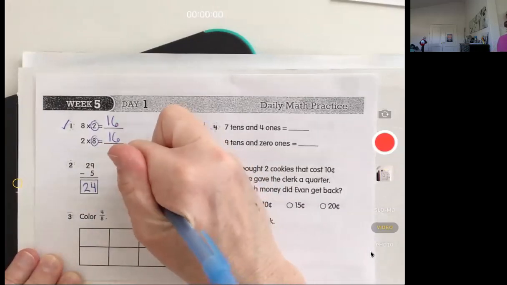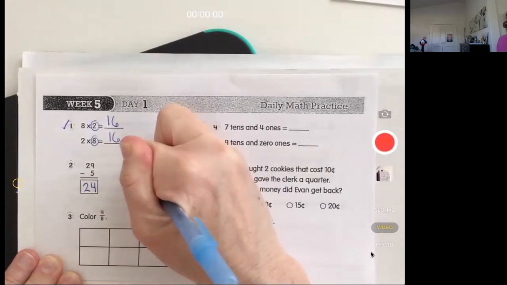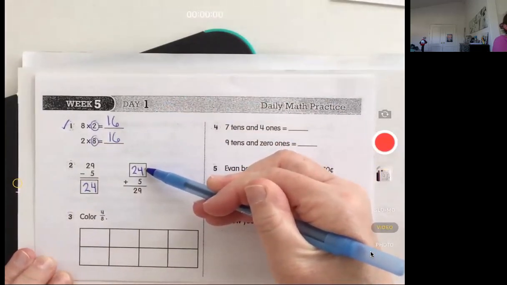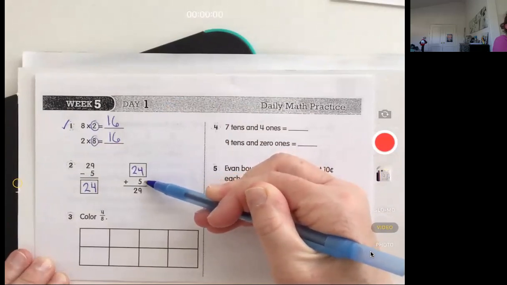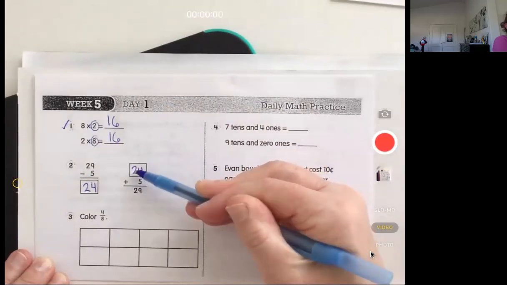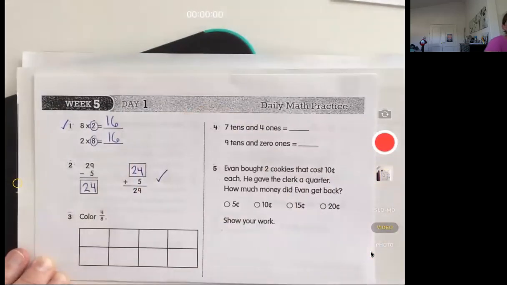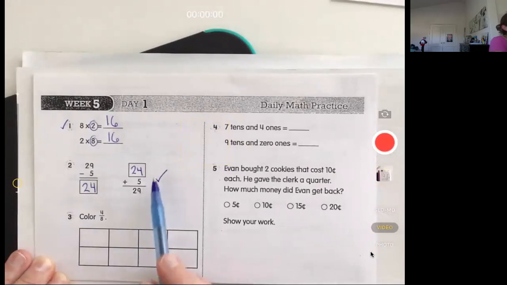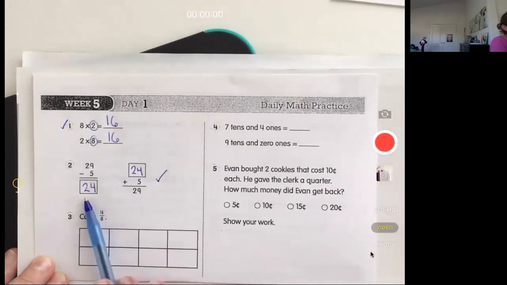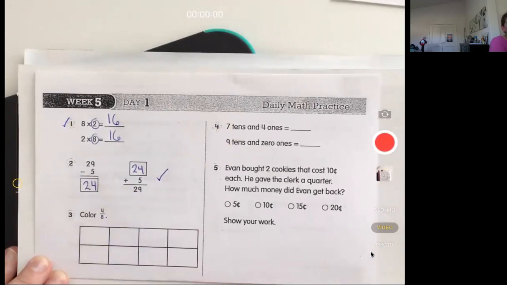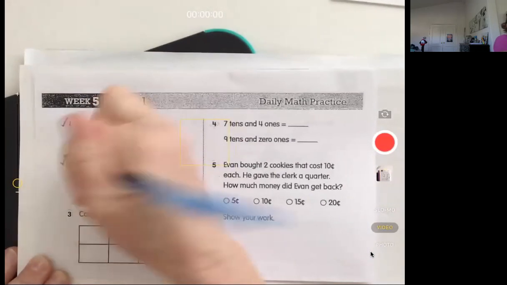Let's plug 24 up here and check ourselves. I always start at the top and I always start in the ones place. 4 plus 5 is 9 and 2 plus 0 is 2. It checks out. That means it works. It's called a fact family when you use the same 3 numbers, and you can have fact families for multiplication, division, addition, and subtraction. All right, check yourself off.